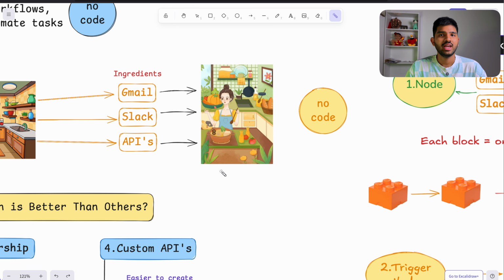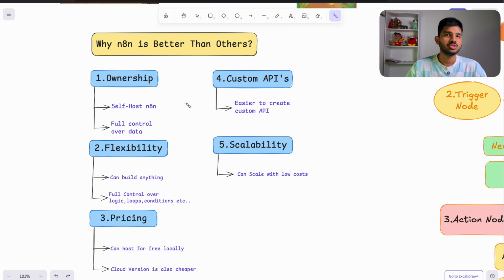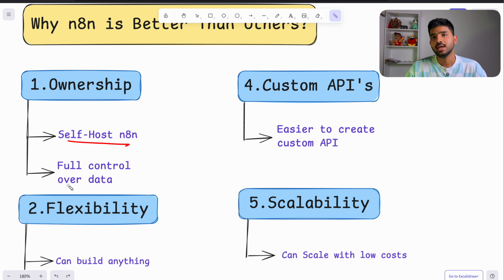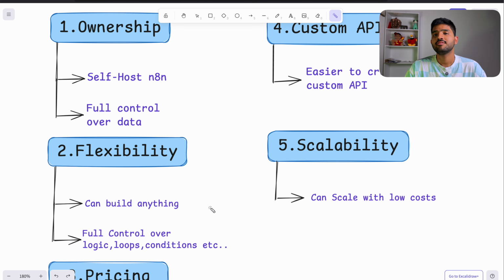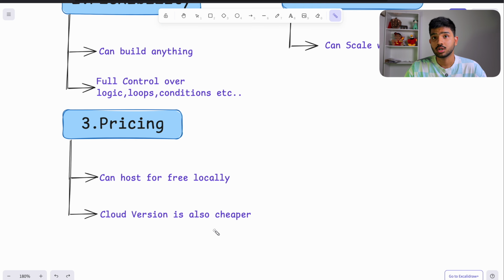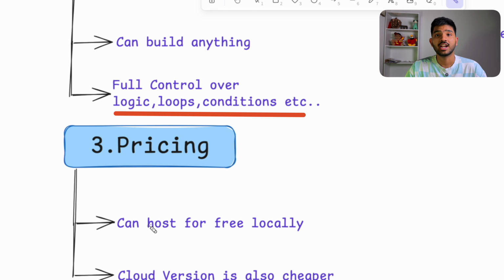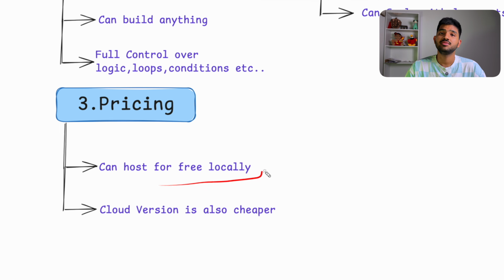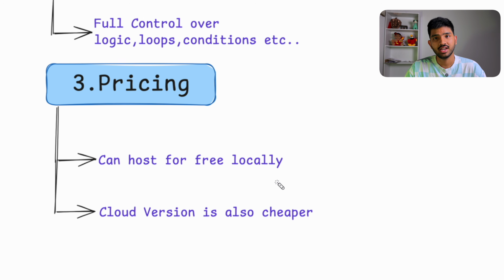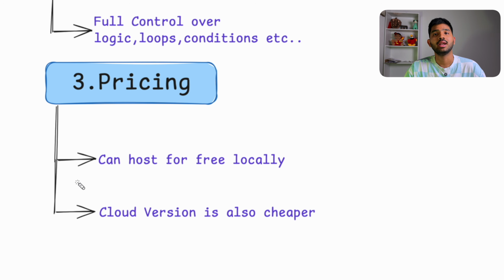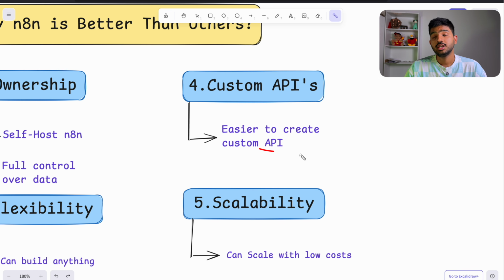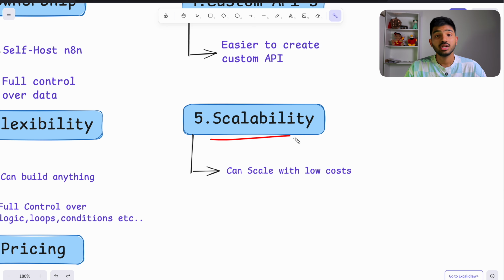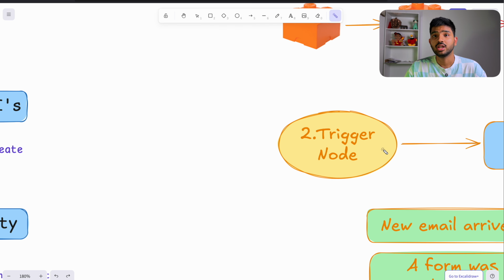Okay, now let's look at why n8n is better than others. We can self-host n8n, meaning we can install and run on our own system or server. So this gives us full control over our data. We can also build everything from simple automations to complex workflows with full control over logic, loops, conditions, etc. The most important part of n8n is we can self-host n8n on our own device, which means we can use it entirely for free. And even the cloud version of n8n is cheaper than most tools. Next, creating workflows with custom APIs is much easier than other platforms. And as our needs grow, we can scale n8n easily without any huge costs.